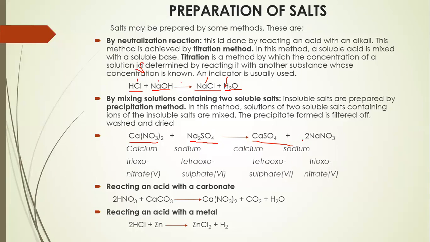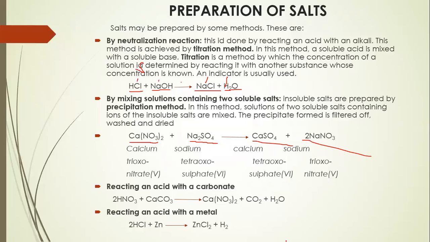These are the precipitates of the reaction that is formed from the calcium trioxonitrate(V) and sodium tetraoxosulfate(VI). So the precipitate that is formed from this reaction is washed. After it has been washed, it dries up. So when it dries up, you have the salt.